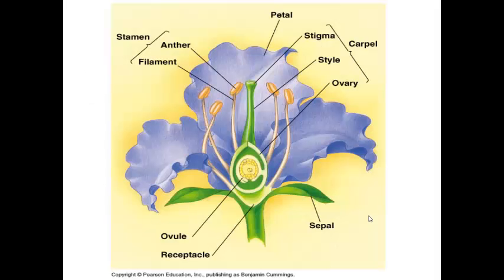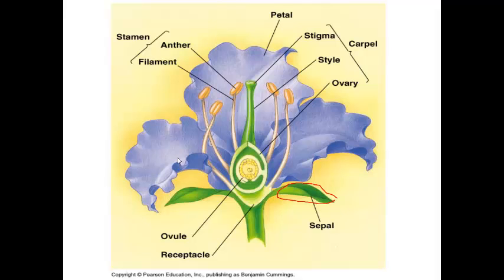Here you see a picture of a flower. These are sepals, or the leaves underneath the flower. The petals are brightly colored. Brightly colored petals are going to be used to attract pollinators like bees over to the flower.